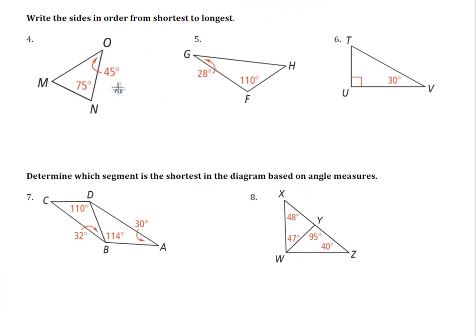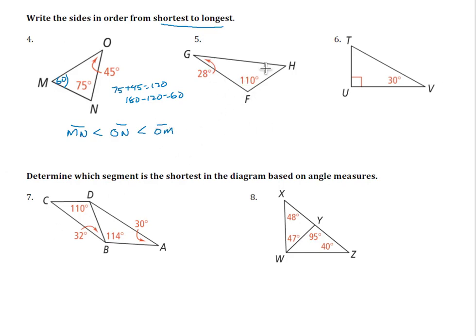Now they're giving us the angles, so we have to find all the angle measures and then order the sides. So we got a 45 and a 75. That adds up to 120, which leaves angle M a 60. So in order, MN is the smallest side, and the next side is going to be ON, and then we have OM.